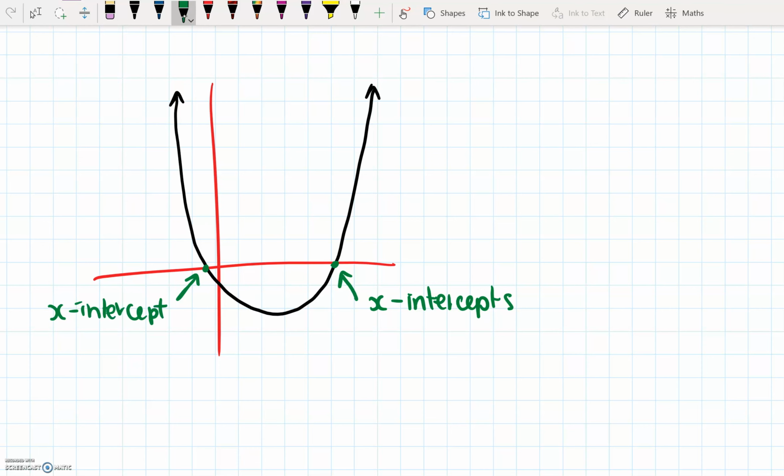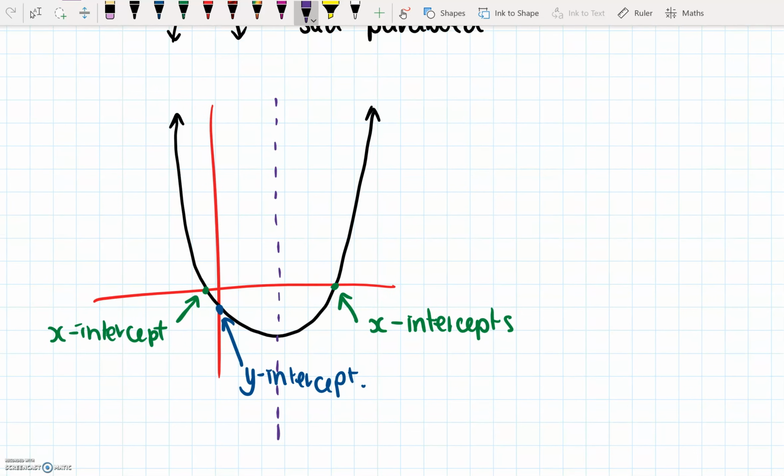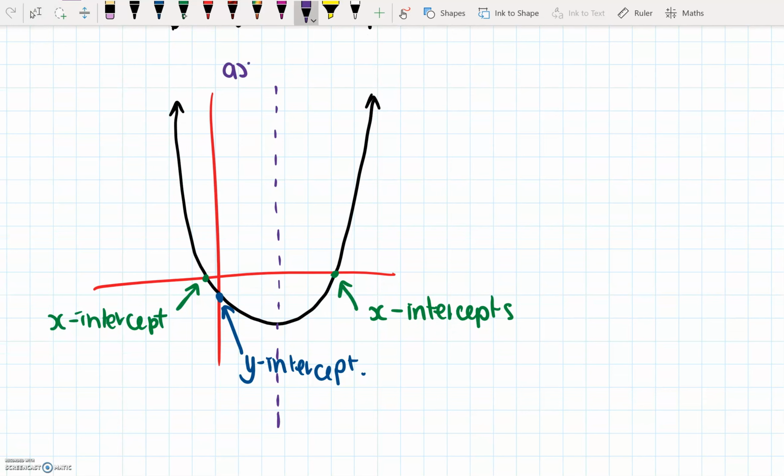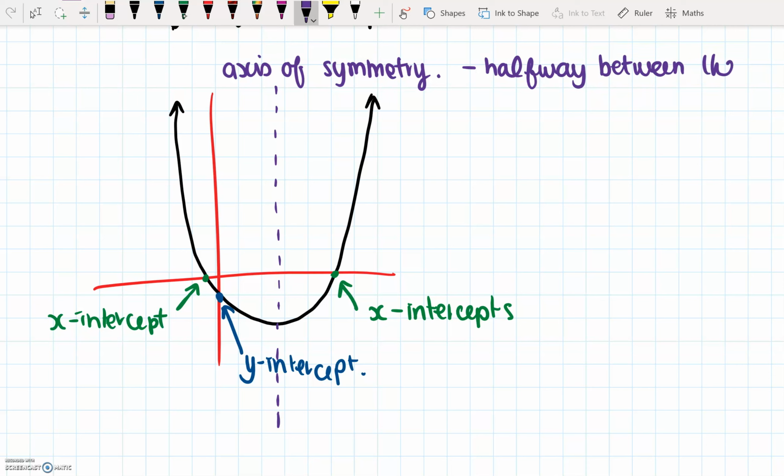Okay, our parabola also has, here with this blue point, a y-intercept. Okay. What they also have is this beautiful line down here, and this is what we're going to look at now. So this here is what we call the axis of symmetry. And there's two features of the axis of symmetry. Firstly, it is halfway between the x-intercepts.